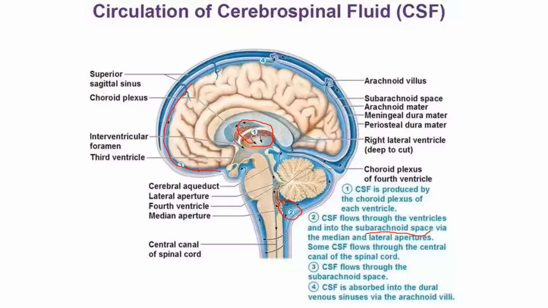And then the CSF is absorbed into the dural venous sinuses via the arachnoid villi. So it travels from here, from the lateral ventricles. It can go down, and then it can cross the central canal, and then it goes the other way, going to the subarachnoid spaces, or it can go this way and this way. And then some of them can go out to the arachnoid villi and go out.